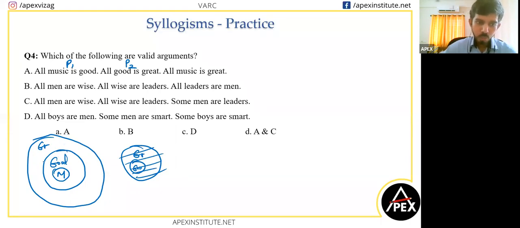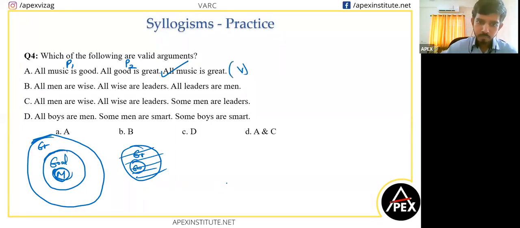So all music is good, all good is great. So therefore, if music is a subset of good, automatically it becomes a subset of great, right? This inner circle has to be inside the middle circle and the middle circle has to be inside the outer circle. So by default, the inner circle became inside the outer circle. So all music is great is okay. This is valid.